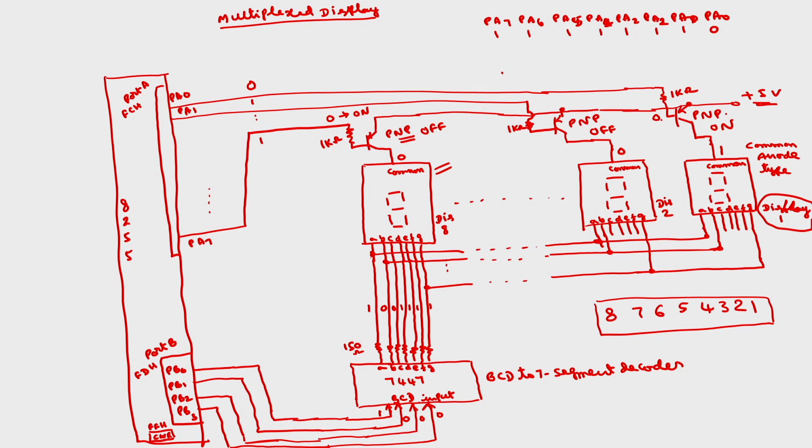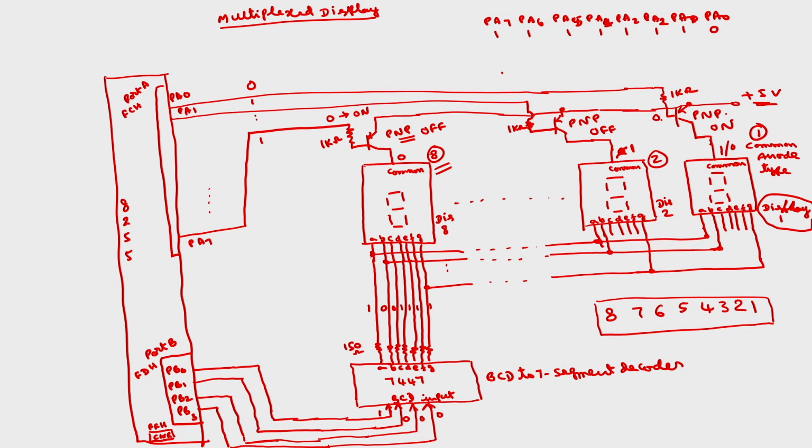Now you allow some time, after that you send 0 on all the signals, so that all will be off. Then you replace this 0 with 1 and send the code corresponding to 2 on this display, again with some delay. Like that you proceed up to the digit 8. Then after 8 you come back and display 1 again and repeat this process.